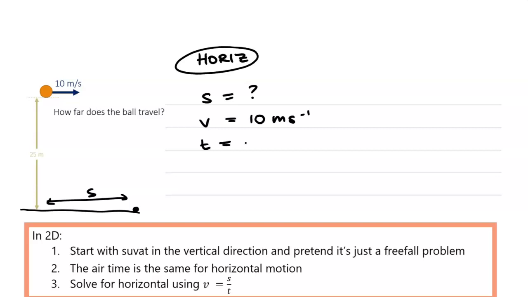The time we found before, let's just use the rounded amount of 2.3 seconds. Velocity equals displacement over time. So that means displacement will be velocity times time.